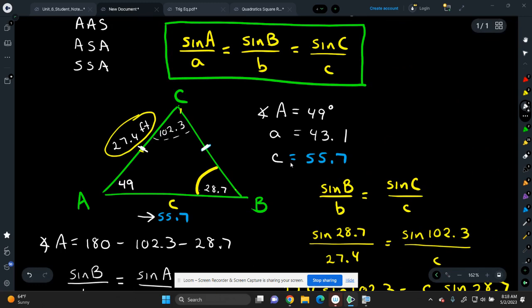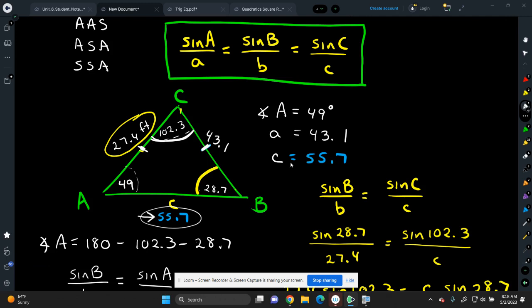Okay. I always just double check to see if my answer makes sense, right? The largest side should be opposite the largest angle, and it is. The smallest side should be opposite the smallest angle, and it is, okay? And then you can get a rough idea, right? We've got 28.7 degrees, 49, so it's a little less than double, okay? And this is a little less than double, so my answers do make sense, okay?